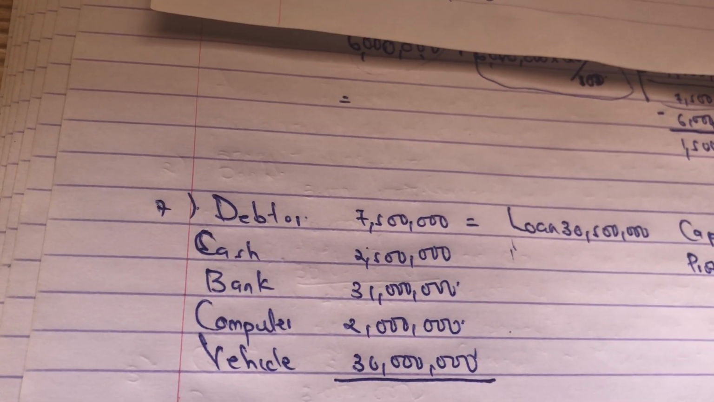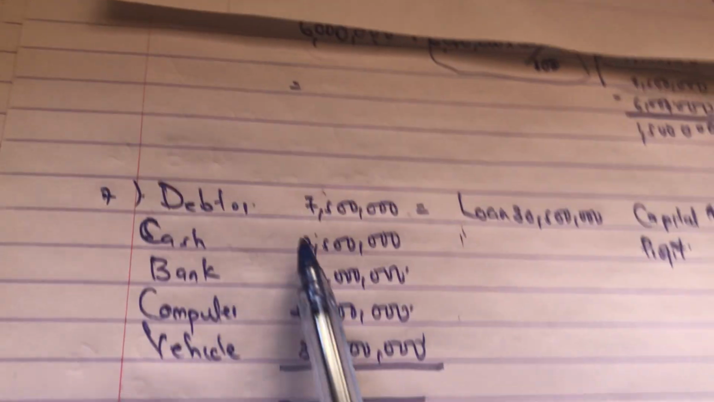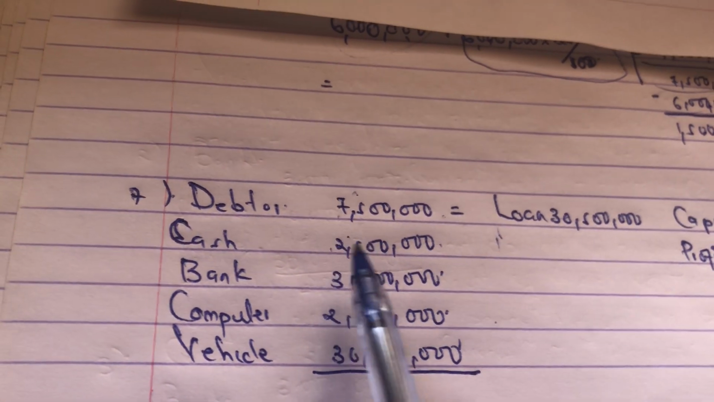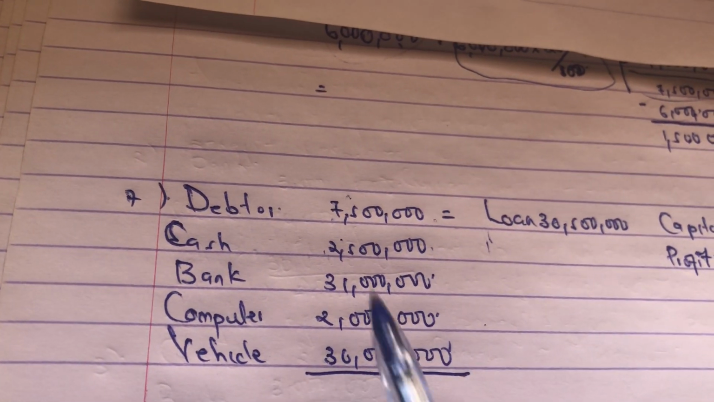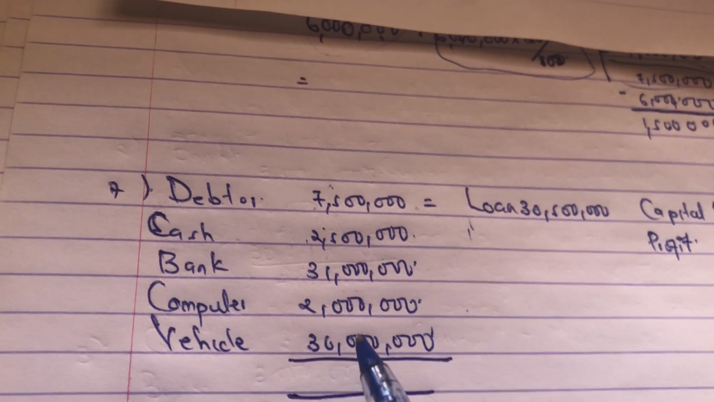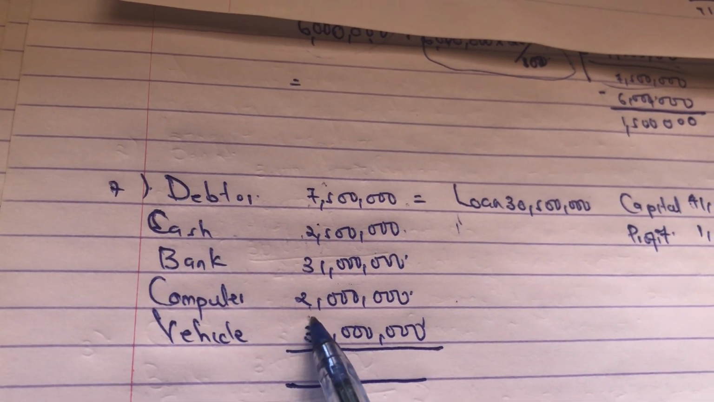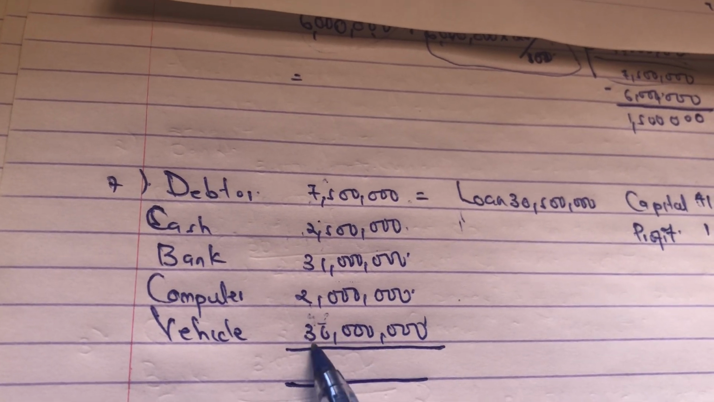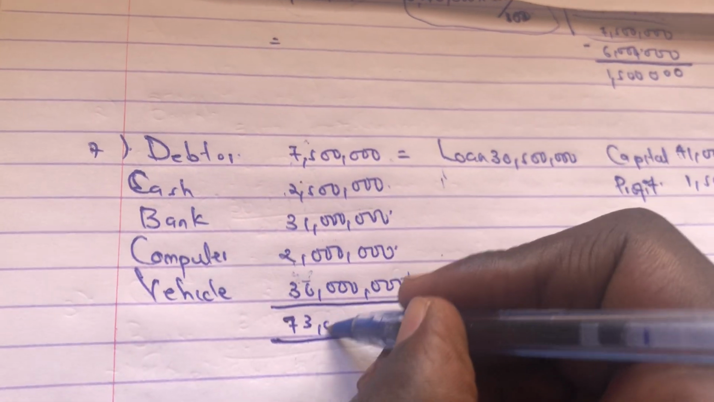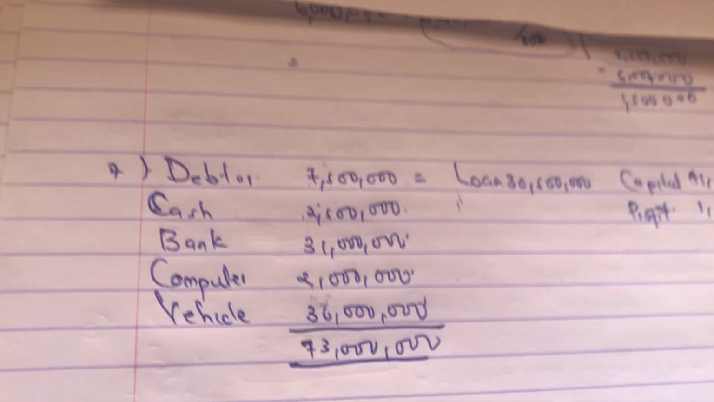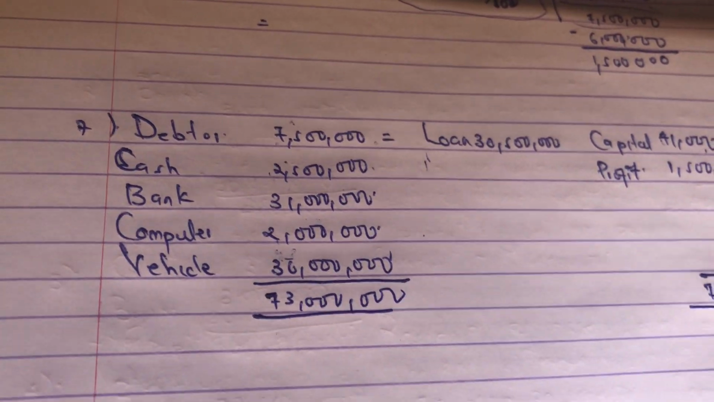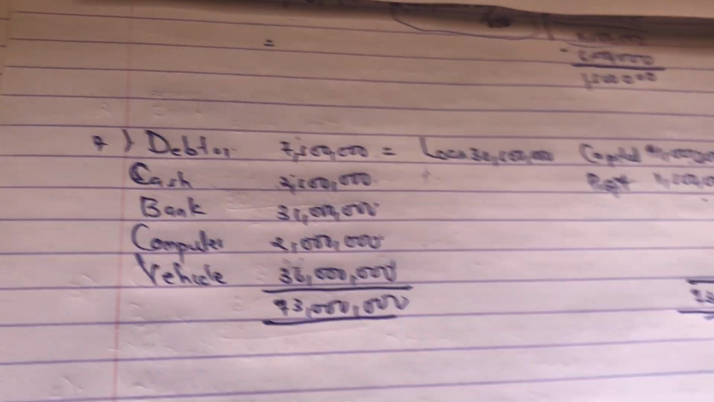So we start adding 7.5 plus 2.5 million, 7, 8, 9, 10. That is 10 million. Plus this, it becomes 41 million. 41 million plus 2, it becomes 43 million. 43 million plus this actually makes 73 million. Are we together? When you add all this, you still get the same, which is 73 million.